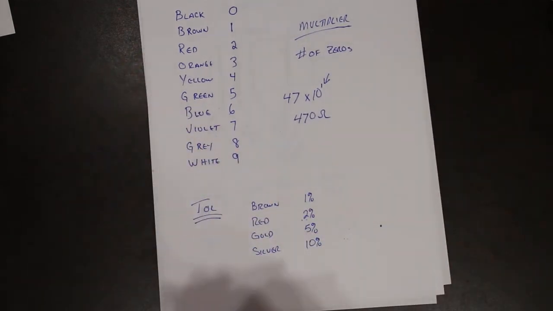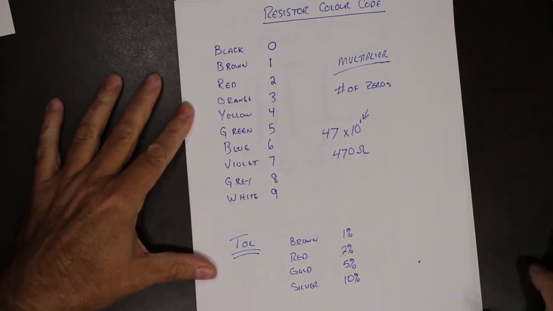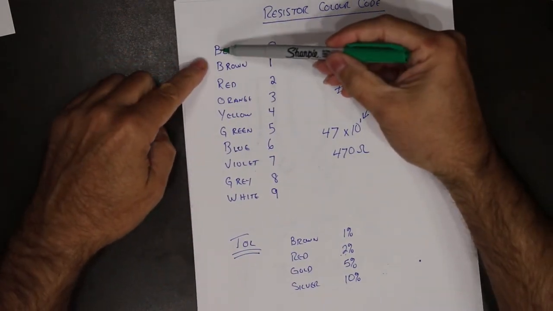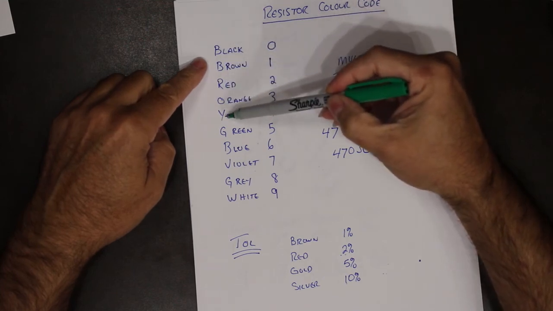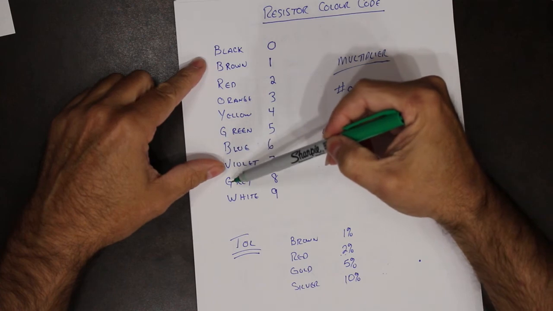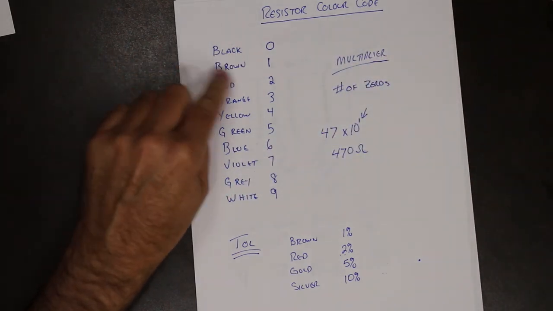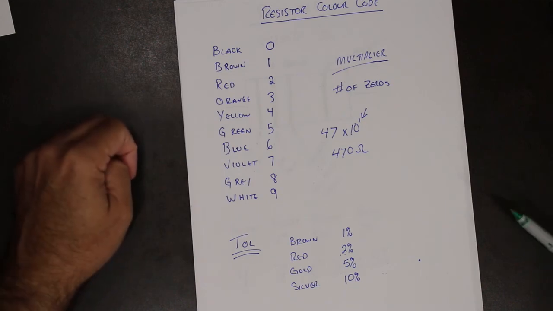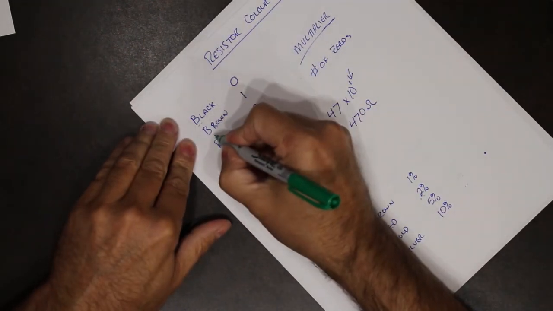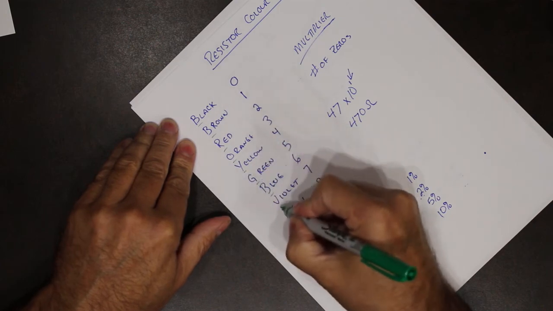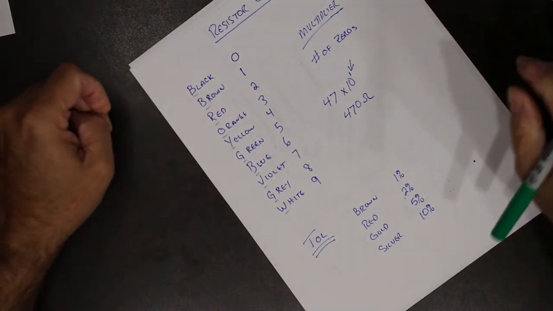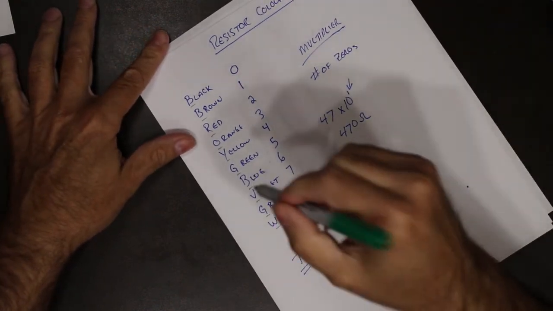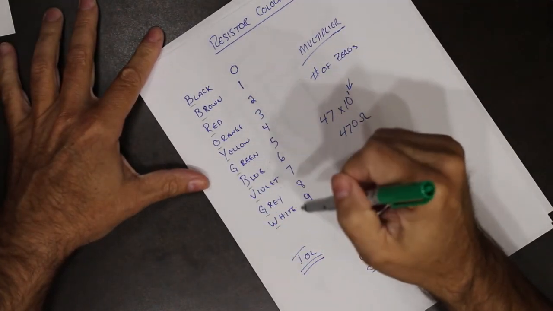Now, if you look back on this video, when I first started talking about the resistor color code, when I wrote them down, I wrote down BBROYGBVGW. And then I filled in the rest of the color. It's a very good idea to memorize this color code.